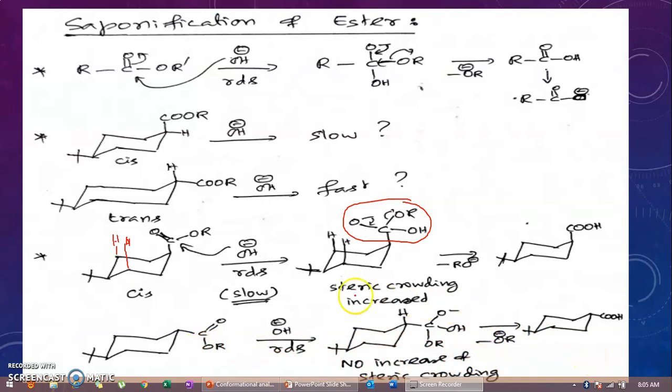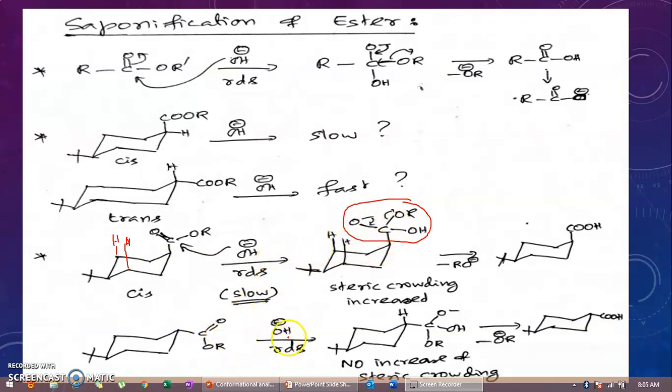Are you able to understand? In the cis isomer, steric crowding increases on the product side compared to the reactant. On the product side, steric crowding increases, so this product becomes less stable. In the rate determining step, I will take this as reactant and this as product. Since the product is less stable, the reaction occurs slowly.